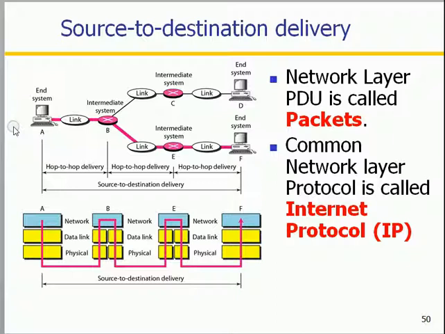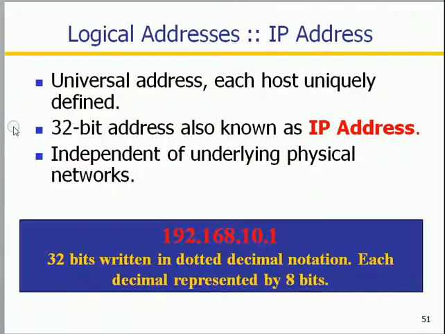You can see the slide kept them red. So IP address is a 32-bit address. It is a universal address, each host uniquely defined, and it has 32 bits, and each dot is representing 8 bits. So 4 parts, 4 into 8, makes 32 bits.